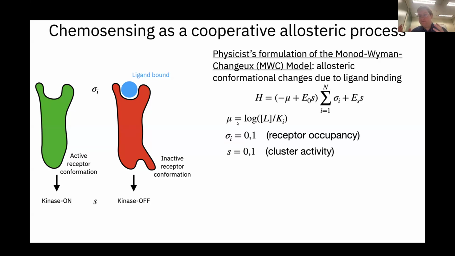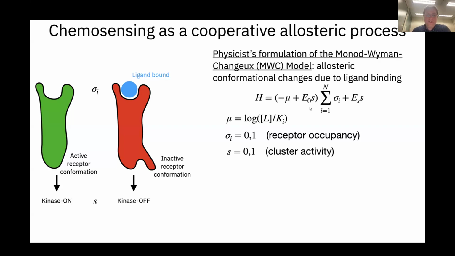So here I've written down a statistical physics formulation of this MWC model, where we have these binary encoded states, and they have different energy levels between these various states. And these energy levels are determined by a few parameters. There's a chemical potential-like term that depends on the external ligand concentration and the dissociation constant. This is basically the propensity to bind to the receptors. There's some energy difference between the active and inactive states of the cluster. And then there's a coupling term for how binding impacts this free energy balance between the active and inactive states.